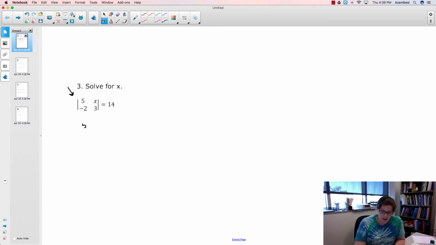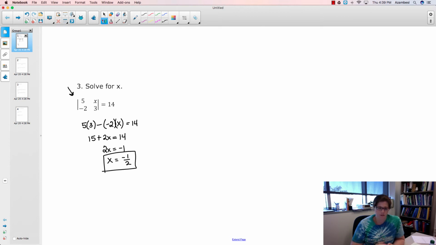So 5 times 3, and it's always a minus sign in the middle, negative 2 times x is equal to 14. Alright, so simplifying a little bit, I get 15 minus negative gives me plus 2x is equal to 14. Subtracting 15 from both sides, 2x is equal to negative 1, x is equal to negative 1/2. So they're solving for x.